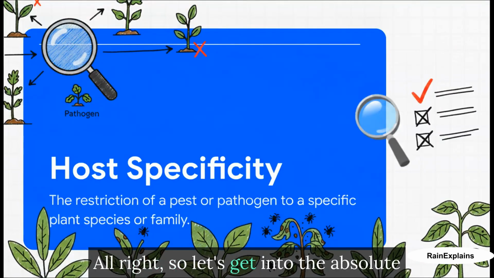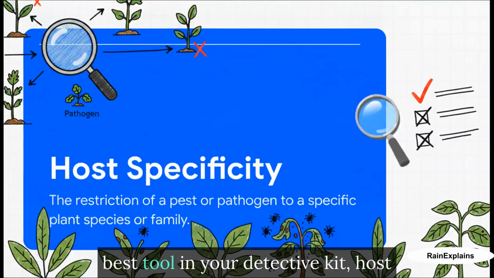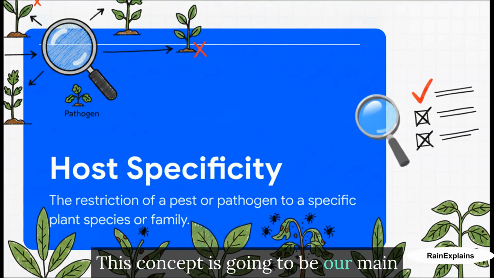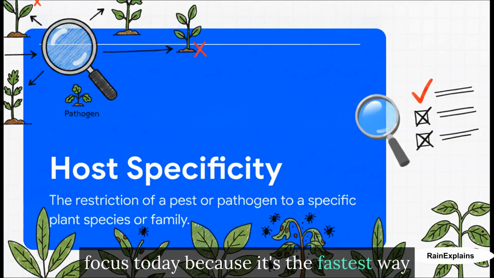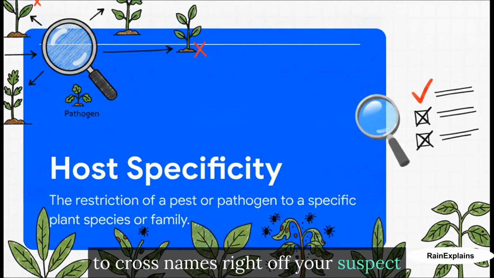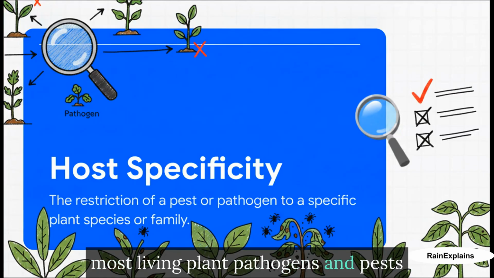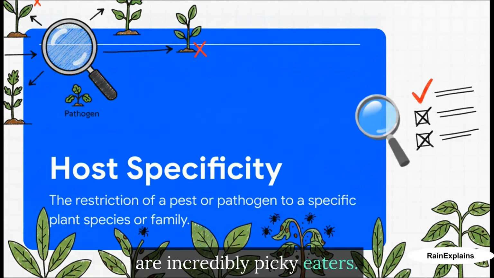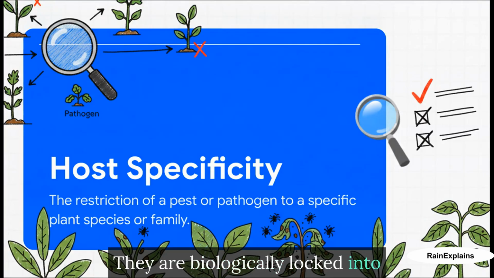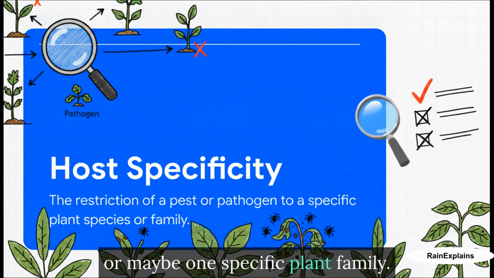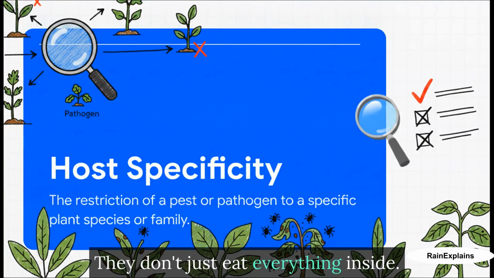All right, so let's get into the absolute best tool in your detective kit. Host specificity. This concept is going to be our main focus today because it's the fastest way to cross names right off your suspect list. Host specificity basically means that most living plant pathogens and pests are incredibly picky eaters. They are biologically locked into attacking only one specific plant species, or maybe one specific plant family. They don't just eat everything in sight.